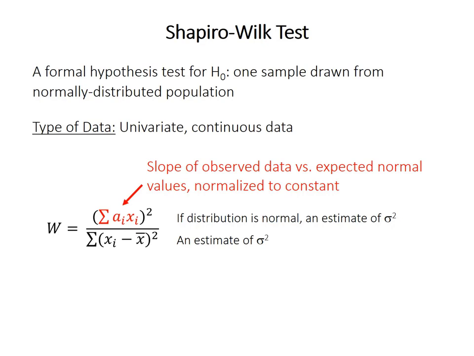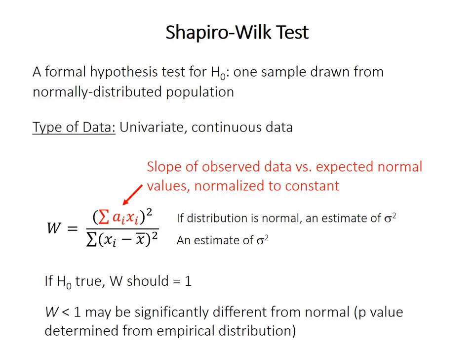So therefore, if our null hypothesis is true, and the data are actually normal, W should equal 1, because the top and the bottom of this equation are both estimating the same thing. And so W values less than 1 may indicate a significant difference from normality. But we also have to consider whether that difference is more than we might expect for a small random sample drawn from a population. Right? It should be 1, but we have a random sample, so it just randomly might be less than 1.